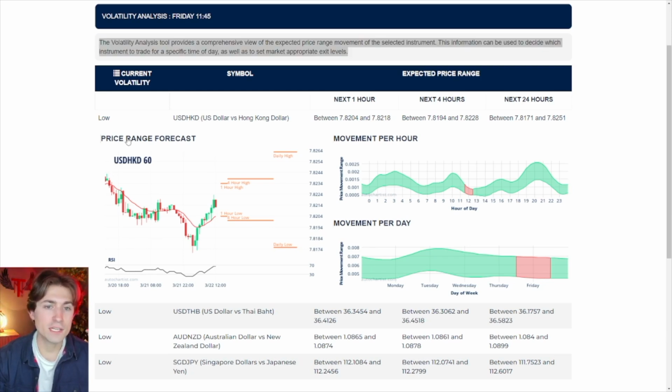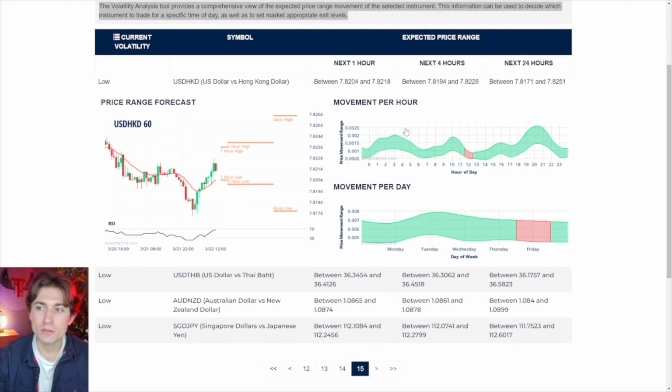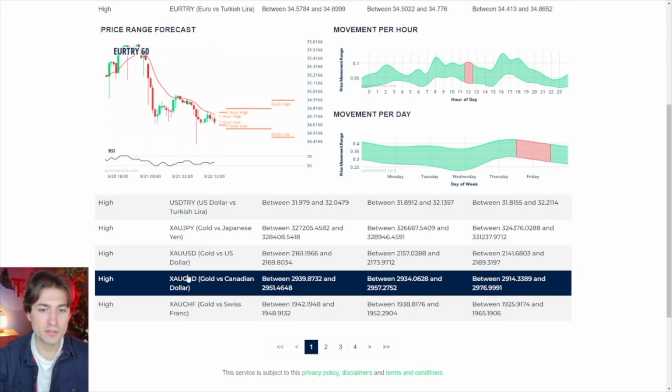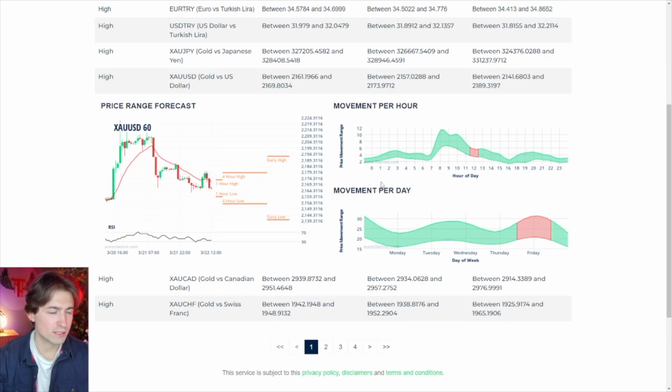And you can see here is the price range forecast with a 1-hour high and low, a 4-hour high and low, and a daily high and low. We can also see the movement per hour, the movement per day. Very, very cool stuff to see. You can also see the hour of the day is going to widen or shrink based on the markets that are open and active. It's no surprise that some of our biggest volatility is going to be in things like gold, right? So if I select gold, boom, look at this. Here's XAU USD, the 1-hour high and low, 4-hour high and low. Just such a cool tool here that it's populating this stuff automatically for me at the click of a few buttons.